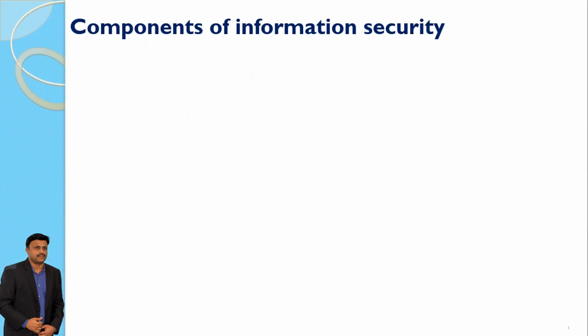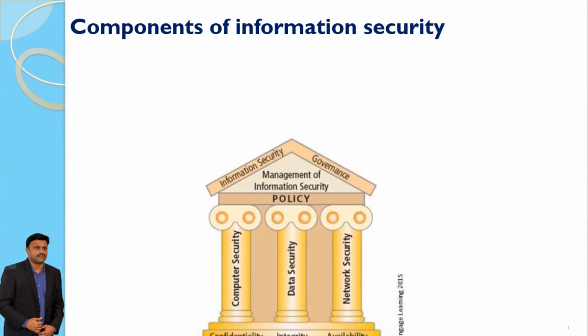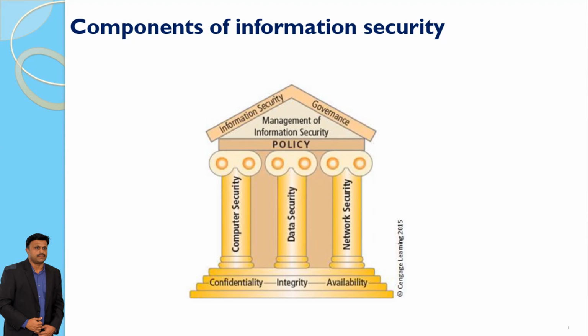Information security is built on three main pillars: computer security, data security, and network security. These pillars are supported by policies that ensure confidentiality, integrity, and availability.